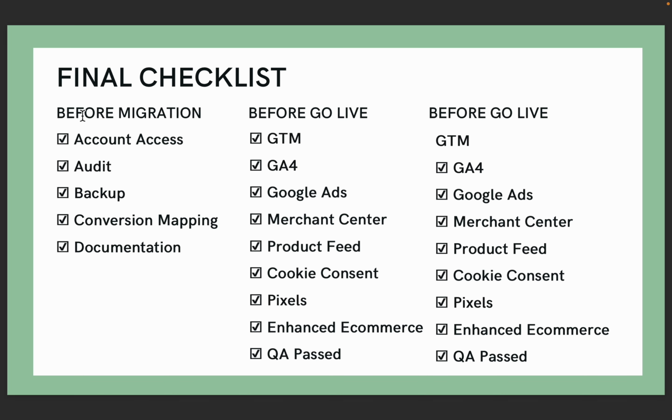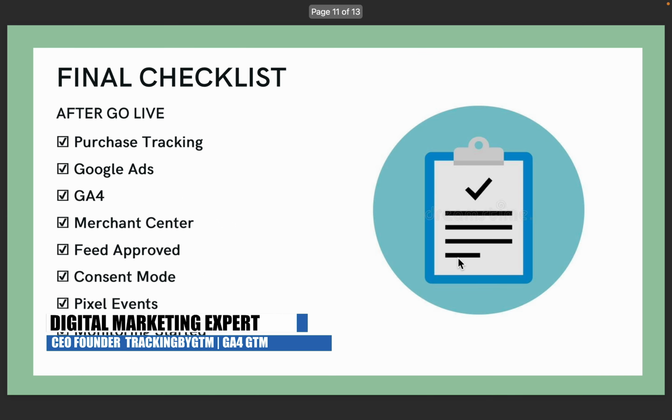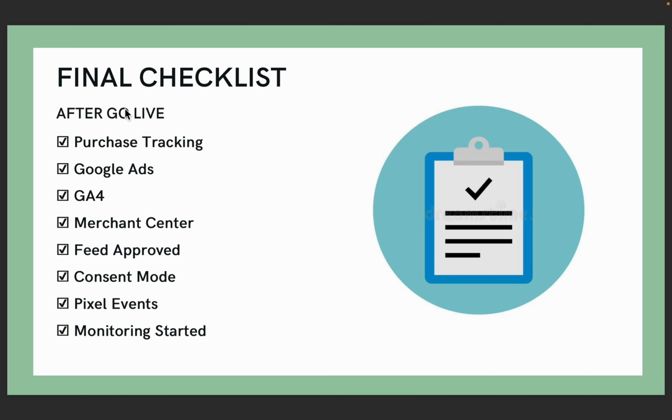And this is the final checklist before migration. We need the access, make sure we do the audit and the audit plan also, and we can share all this in Asana or ClickUp, something like that. And the conversion mapping documentation, so you can see what they already set up. Before going live, we do all the checkups, and after going live, we do all the checkups. And quality assurance, we make sure all events and event data are correct. That's all for going live.